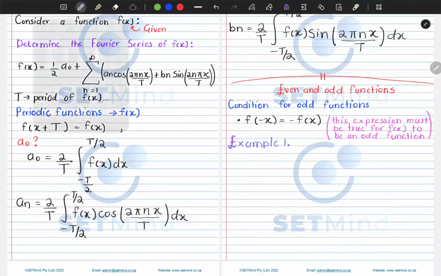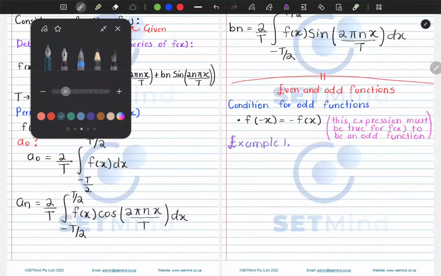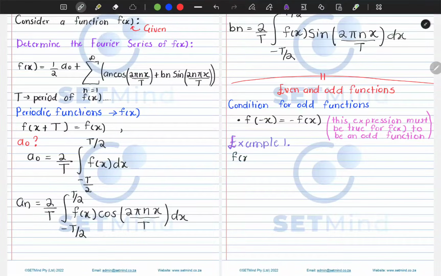For example number 1, we have a function which is f of x equals x. And the question is: is this function odd? What we are going to do is, wherever we see x, we put in minus x. So meaning wherever there was x, we put in minus x.